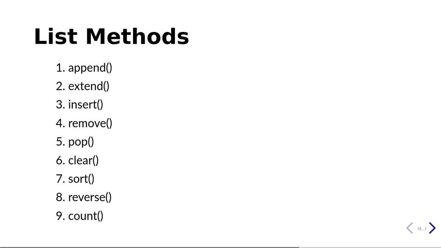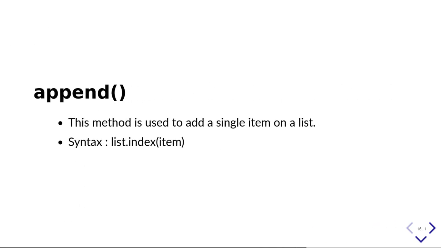These are the few list methods we are going to discuss in this video: append, extend, insert, remove, pop, clear, sort, reverse and count. So what is meant by the append method? The append method is used to add a single item to a list.